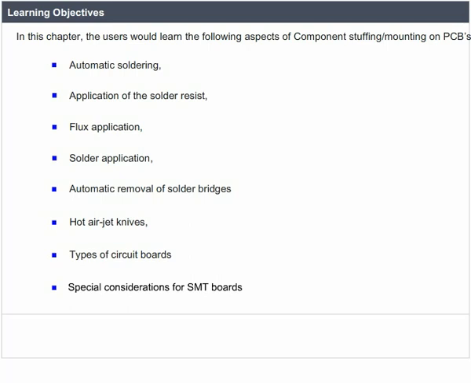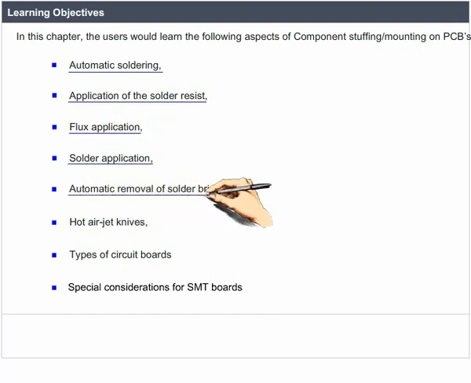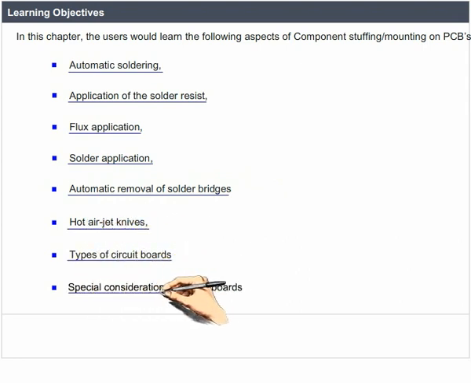Learning objectives. In this chapter, the users would learn the following aspects of component stuffing, mounting on PCBs, automatic soldering, application of the solder resist, flux application, solder application, automatic removal of solder bridges, hot air jet knives, types of circuit boards, special considerations for SMT boards.